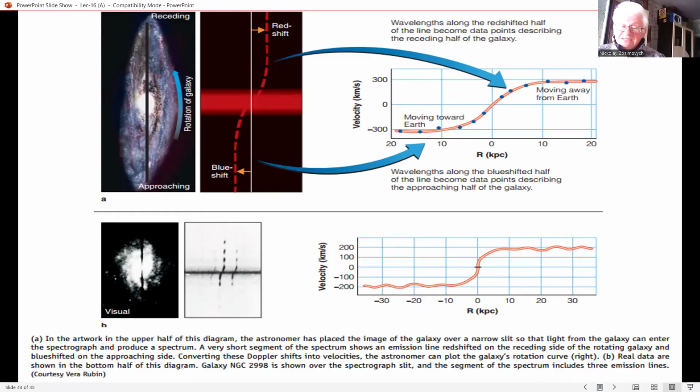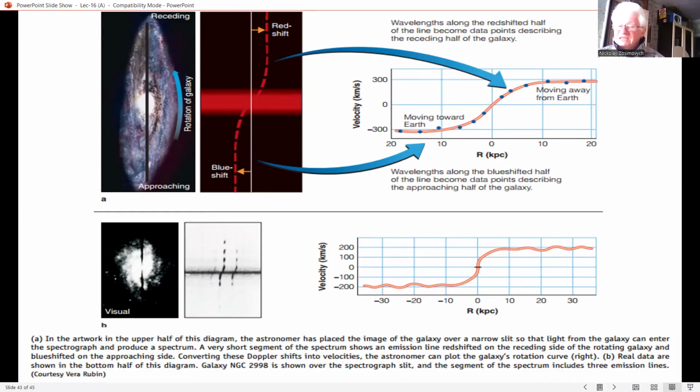Because the galaxy rotates, one side moves away from Earth and one side moves toward Earth. So the emission line would be red-shifted on one side of the galaxy, right? And blue-shifted on the other side. You could measure those changes in wavelength and use the Doppler formula to find the velocity and plot a diagram showing the velocity of rotation at different distances from the center of the galaxy, a diagram called a rotation curve.